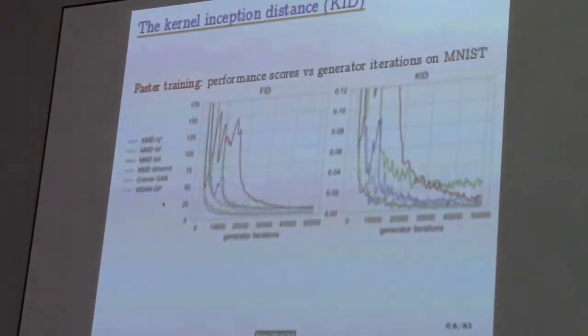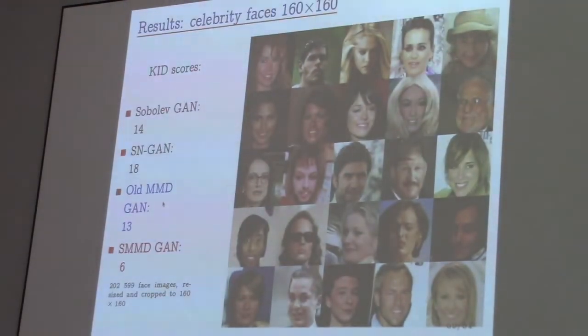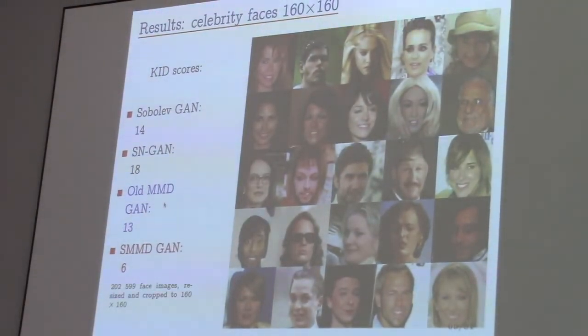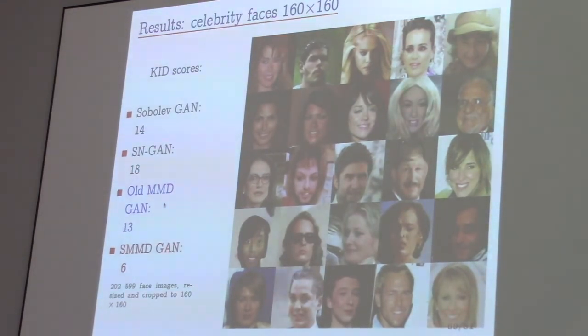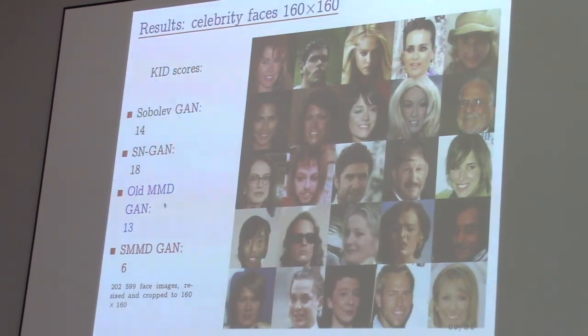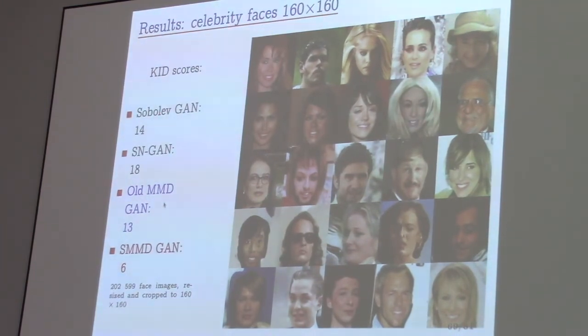I'm going to skip to the real pictures. These are images that were made using our latest neural network, trained on celebrity faces. What you see here is the score that we get, a quality measure based on simple MMD on data, where we are doing best. We are also doing best using older metrics.